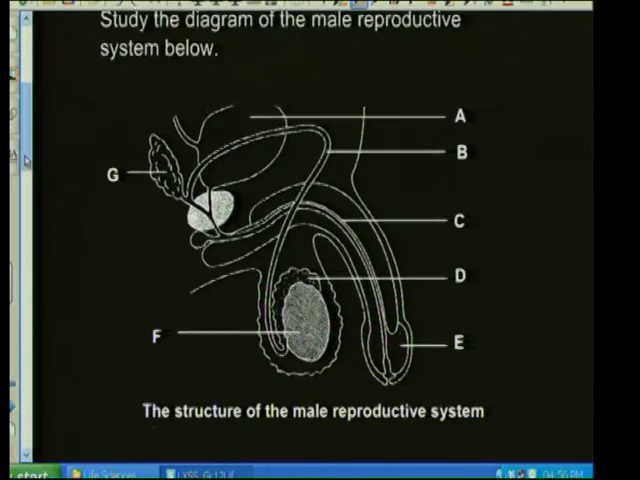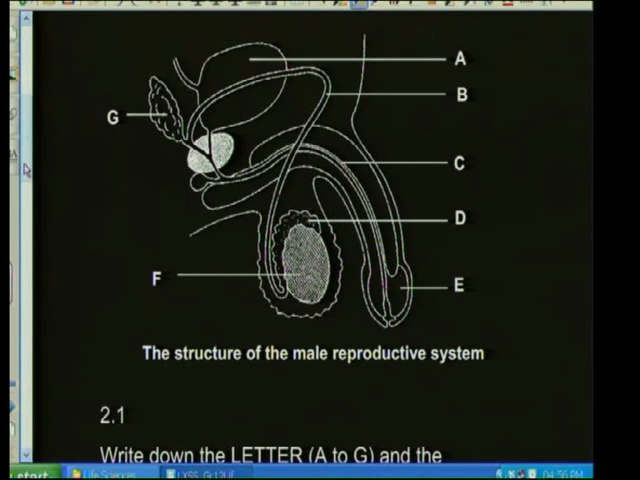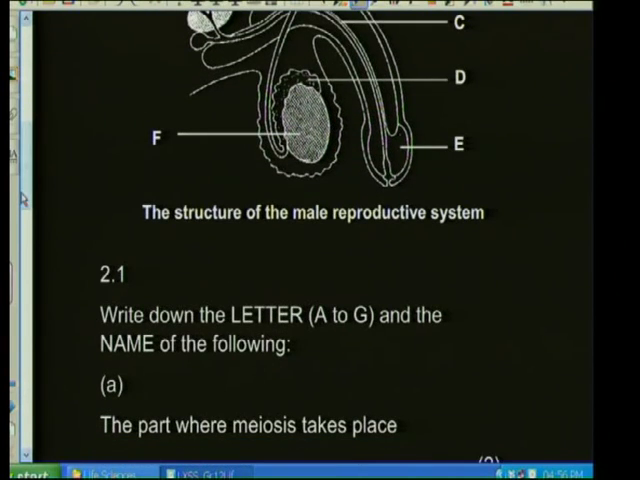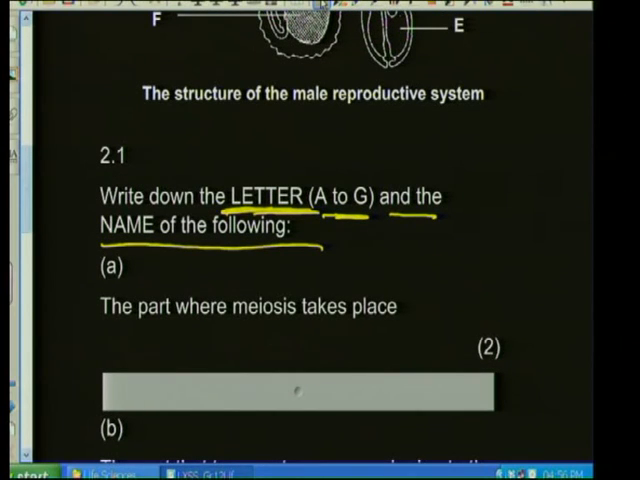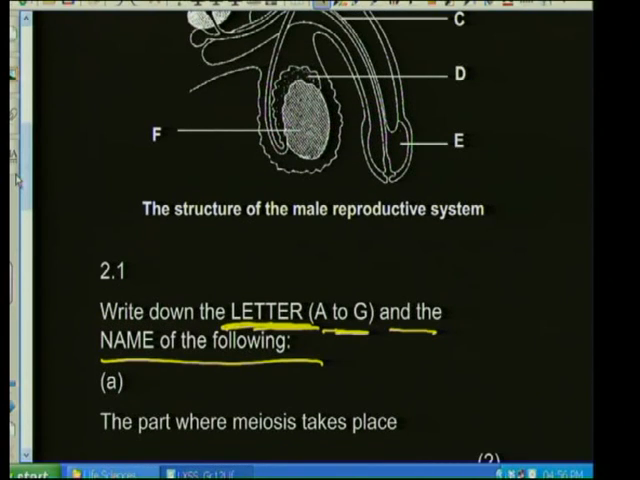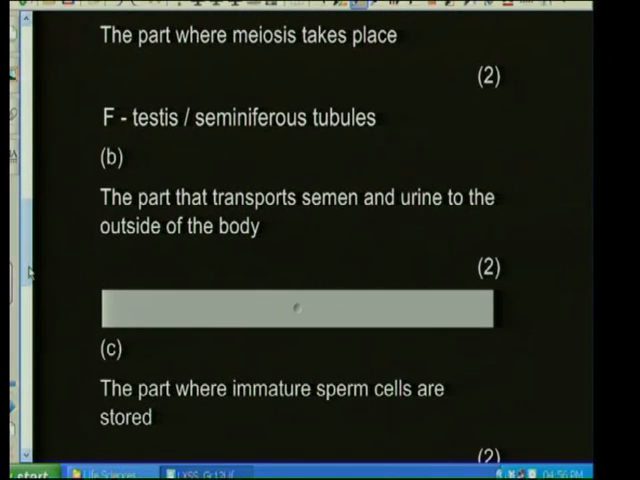Question 2. Study a diagram of the male reproductive system below. They're giving you a diagram of the male parts, and they have a whole lot of labels. They said, write down the letter A to G and the name of the following. So you've got to give the letter and the name. The part where meiosis takes place, and that would be F, the testes, or seminiferous tubules for that matter.